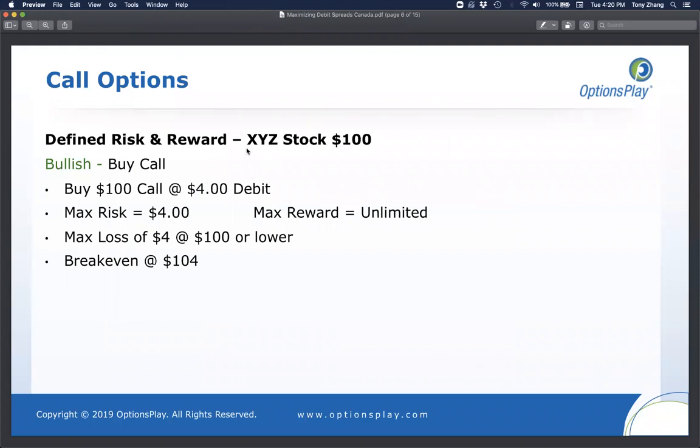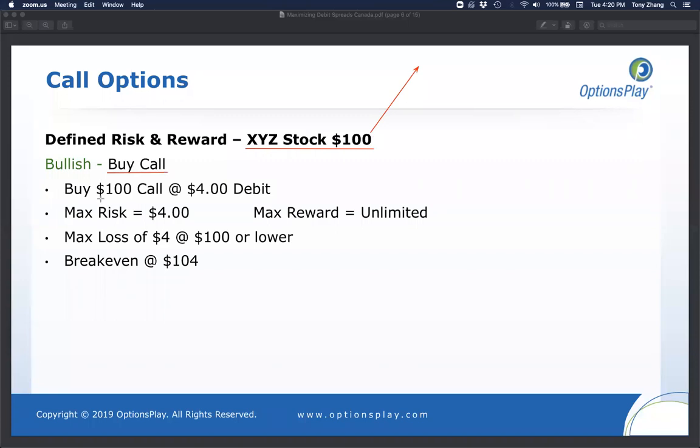We're going to talk about stock XYZ that's currently trading at $100. And in this particular case, we're going to say that we're bullish on this underlying stock. So we think that stock XYZ is going to go higher from 100 to, let's say, 110. So a simple option strategy that you could deploy in this particular environment is simply buying a call option. And that strategy is a fairly simple strategy to understand.